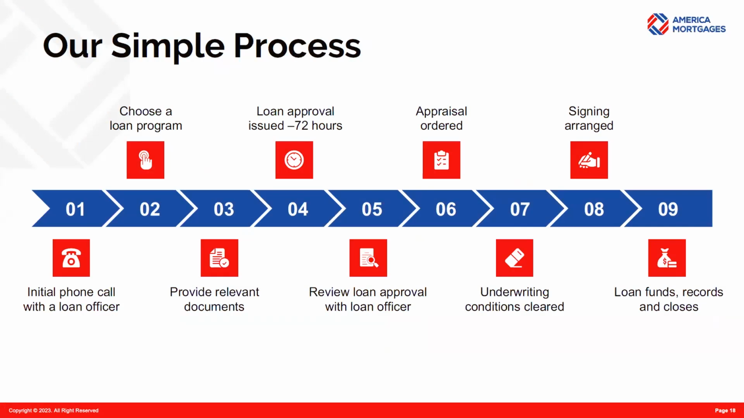So here's the process. Number one, you talk to me. Second, we choose a program after our initial conversation and/or consultation. Third, you provide the relevant documents, and then I provide you with the loan approval. Number 5, we review your loan approval with the loan officer. And then 6, we order the appraisal to make sure that whatever you are purchasing, the value matches market value. We'll look at underwriting conditions.